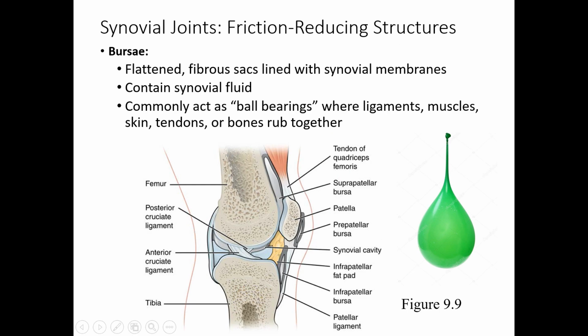Some of the synovial joints are much more complex, and they are made not only of two bones, but additional bones, a lot of muscles, so many structures. Example is the knee joint. And in joints like that, you can find bursae. Bursae is plural, single will be bursa, ending with A. Those are also flat and fibrous sacs lined with synovial membranes.